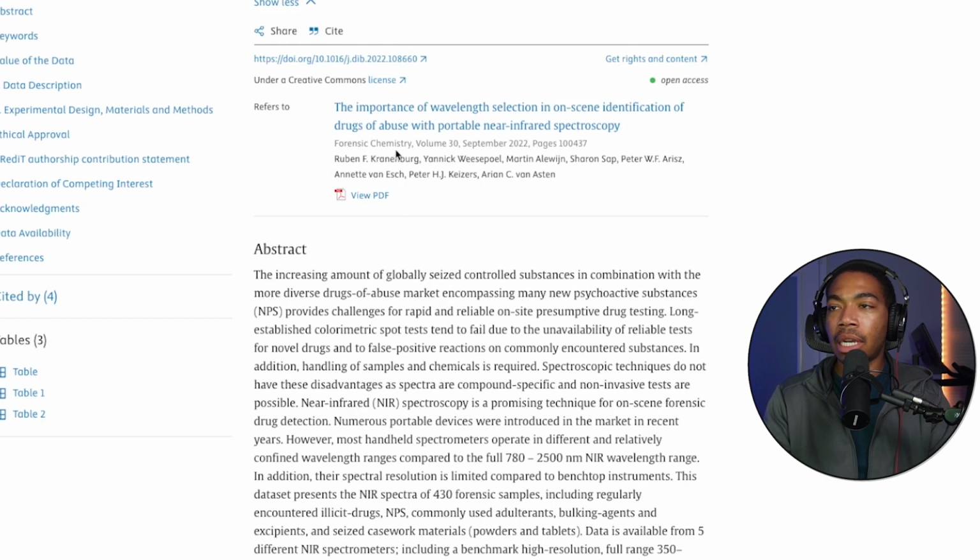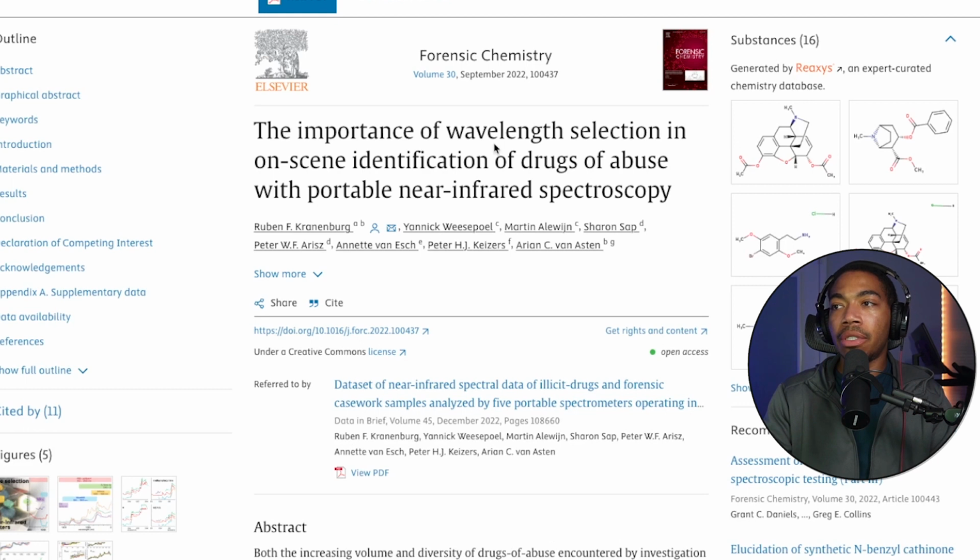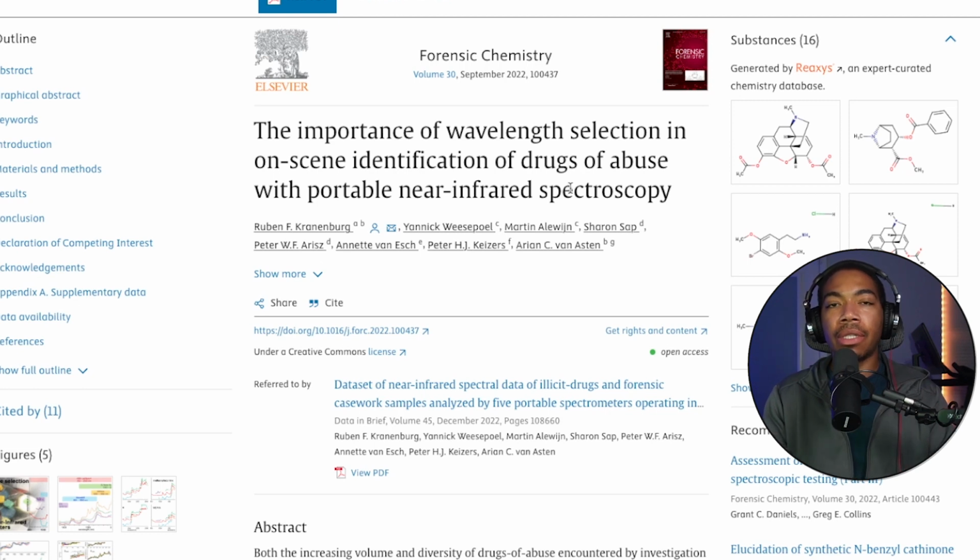This is really exciting. So they actually did a full comparison study here where they look at the importance of wavelength selection and on-scene identification of drugs of abuse with portable near-infrared spectroscopy. So it's great they did their study and also have a way for us to look at the data and run our own studies and explore it for learning purposes.